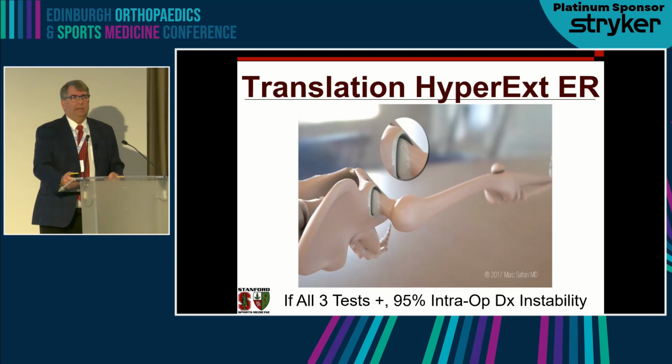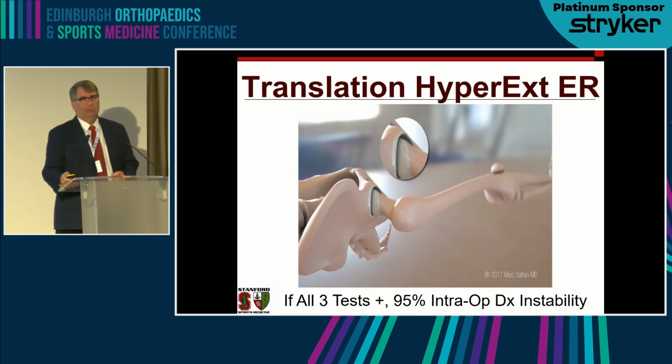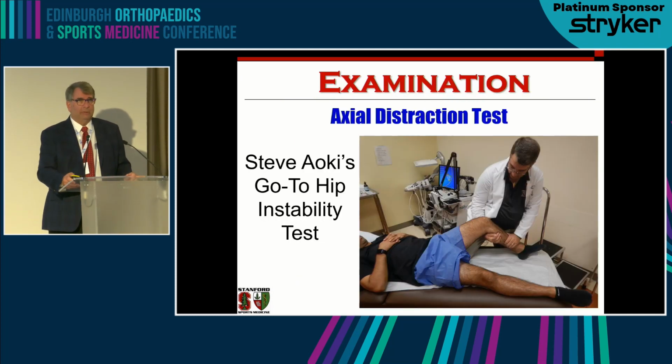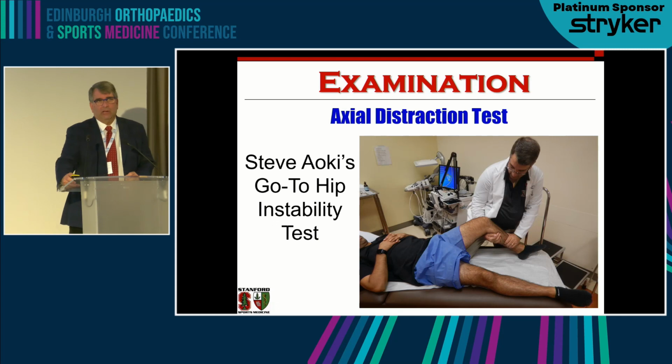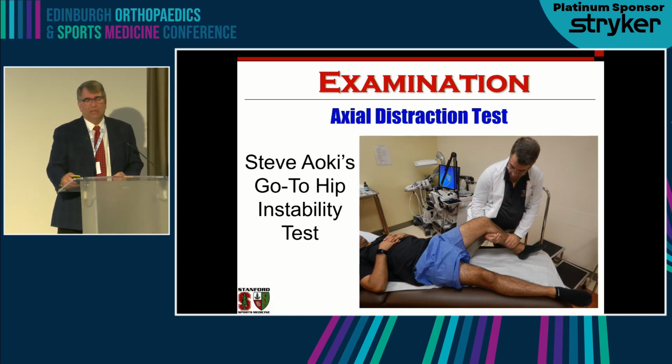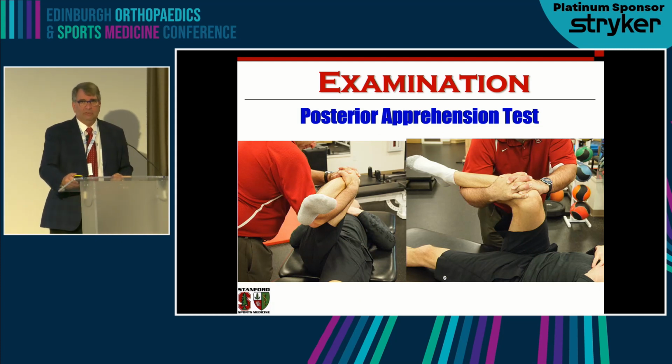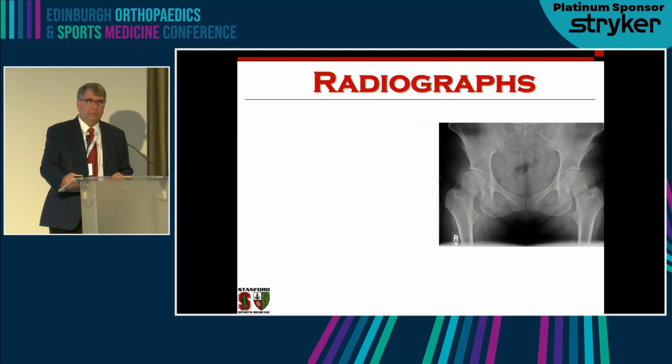And then the hyperextension external rotation test, as I showed you before, as well. And again, if you had all 3 tests, you had greater than 95% likelihood of having an intraoperative diagnosis of microinstability. If you had 2 of the tests, it was actually 95% itself. Steve Aoki also does an axial distraction test like this. I think that's more a sign assessing for the zona orbicularis, as well as suction seal effects, not the iliofemoral ligament. And then obviously when we're assessing somebody with instability, you want to make sure they don't have posterior instability as well, because most of this instability is anterior, the microinstability.